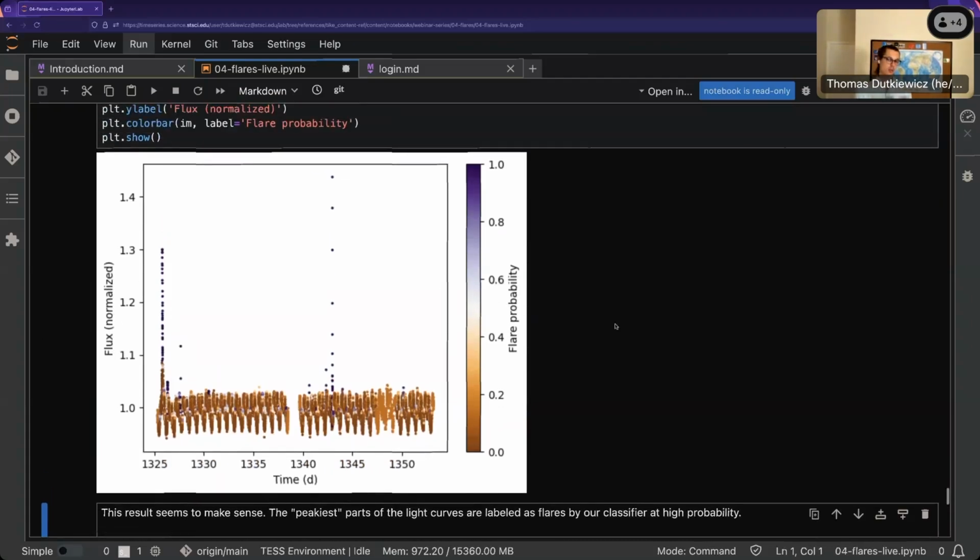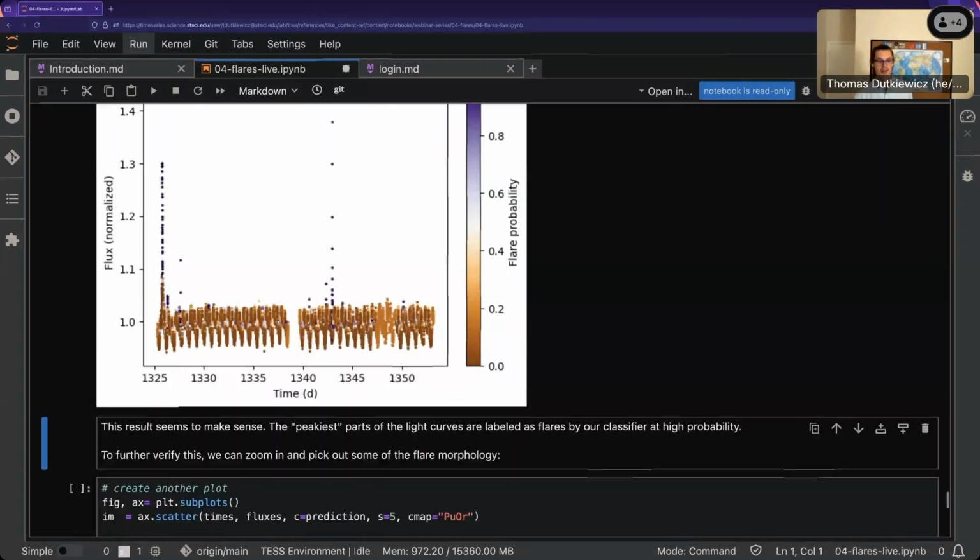The color scheme diverges, so the purple colored points are the ones that Stella has assessed as being likely to be a flare. And so if you think about this as a binary classification, these are the yeses, and the oranges are a no. Just on first glance, I see a lot of orange down here at the bottom, so good job, Stella. And I see 2 very large purple peaks, so it's working.